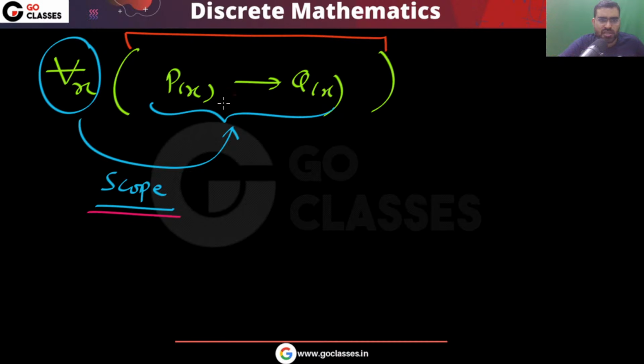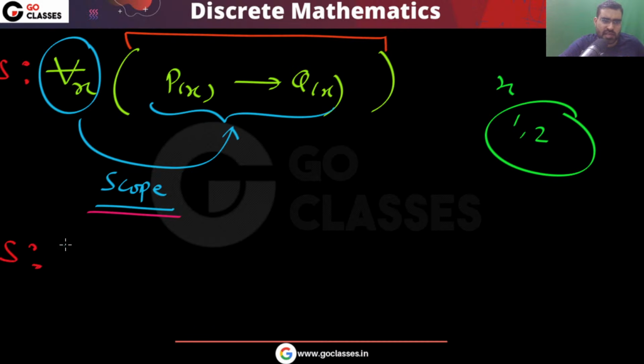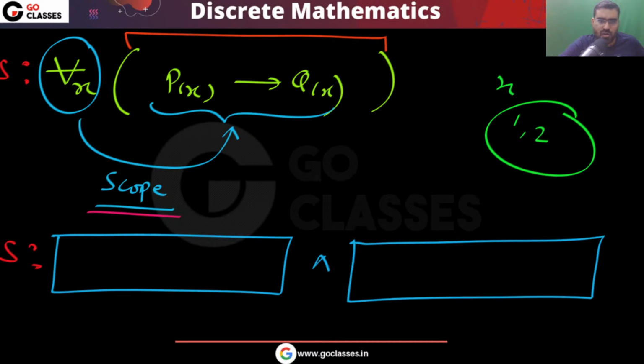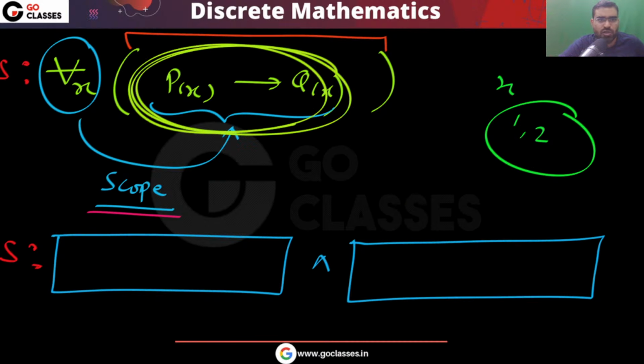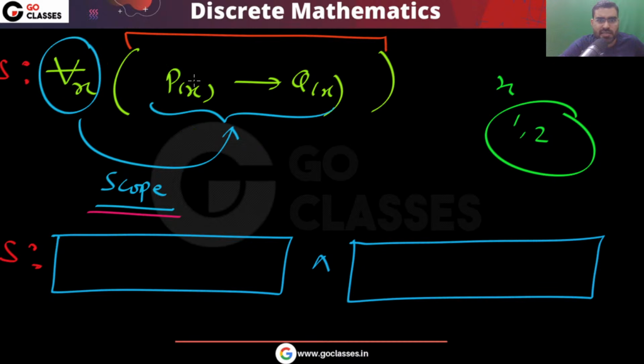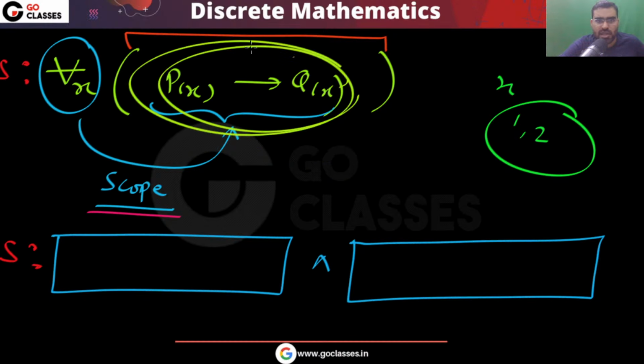So let me tell you, in this situation, what will happen? Because this is the scope. If I give you, let's assume x is 1, 2, then this statement is the same as, you can think like this, this and this. Remember, this is the scope for this universal quantifier. So it means this x and these x are the same x.